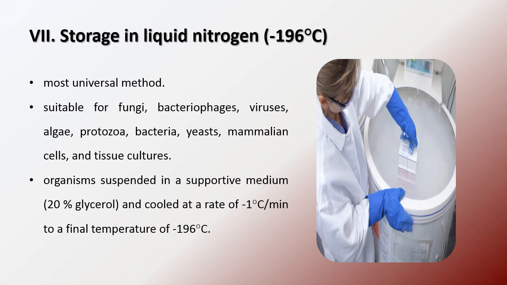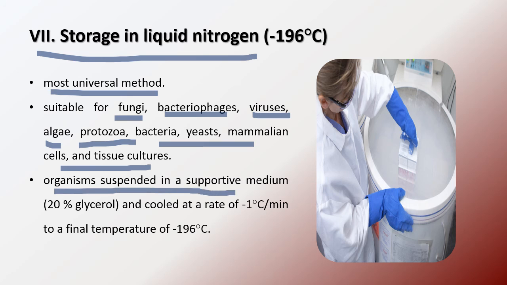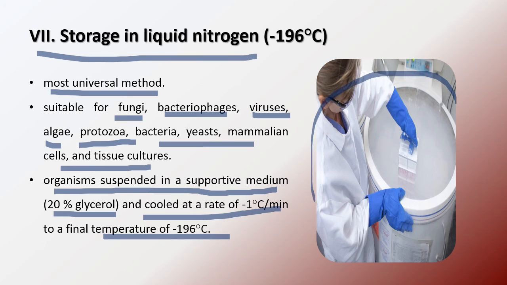So the final way of preserving culture is storage in liquid nitrogen, and it is also one of the most optimal and universal methods used in preserving cultures. It is suitable for fungi, bacteriophages, viruses, algae, protozoa, bacteria, yeast, mammalian cell and tissue cultures. This means it can be used for any cells including eukaryotic cells. Usually the organism is suspended in a supportive medium, for example 20% glycerol as a carbon source, and cooled at a rate of 1 degree Celsius per minute to a final temperature of minus 196. And then usually this is how the storage cabinet will look.